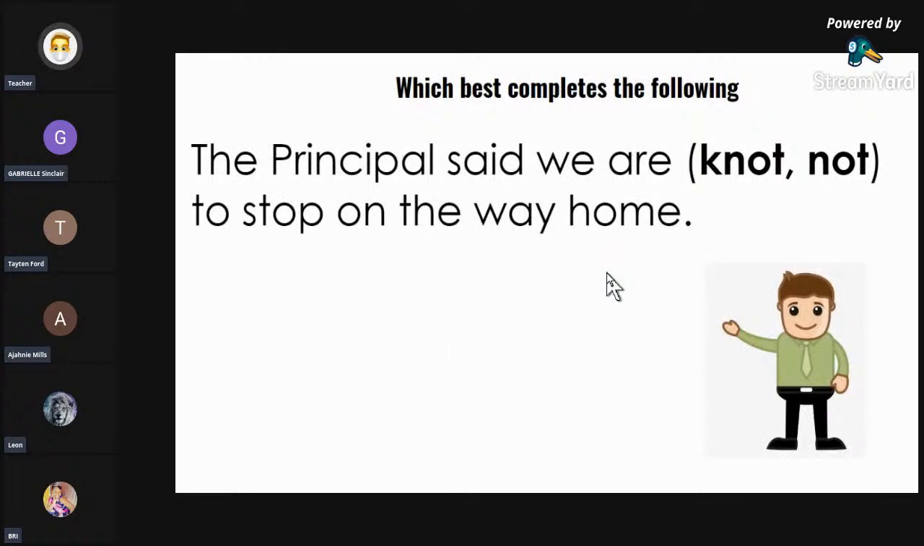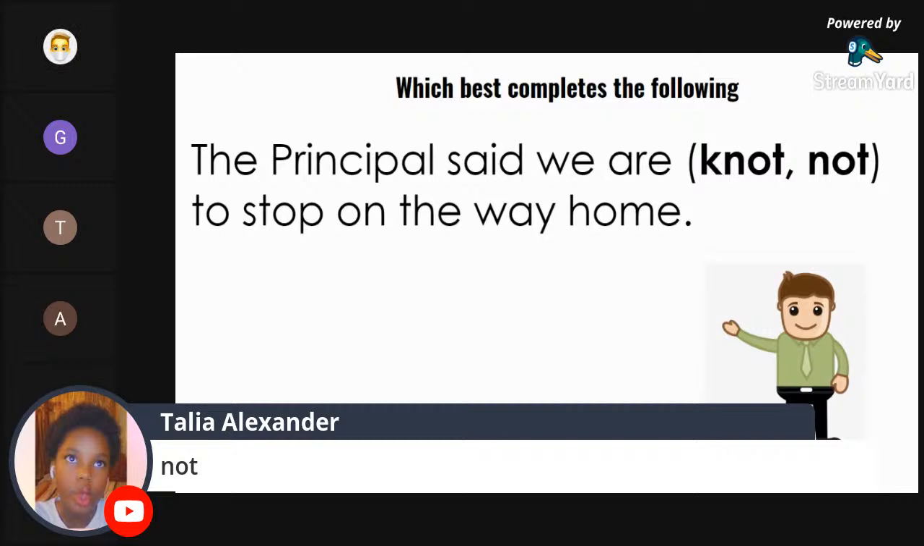All right, people on YouTube, let's go. The principal said we are not to stop on the way home. So you're leaving school in the evenings, and the principal said, these people are gathering up here, so people who want to go and play, don't, you need to go straight home. Do not stop. Which one should we use? Let's see. Talia says not, as in N-O-T. All right, well done.